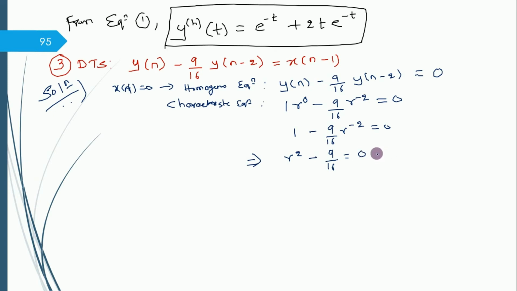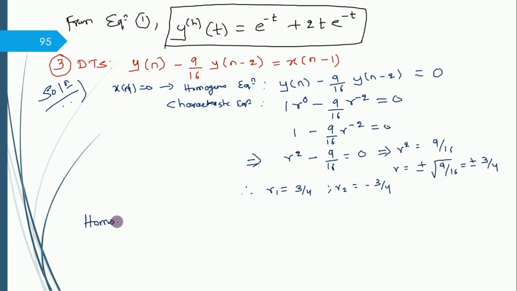Okay, so if I solve it, I get r square is equal to 9 by 16, r is equal to plus or minus square root of 9 by 16. This is equal to plus or minus 3 by 4. Therefore, r1 is equal to 3 by 4 and r2 is equal to minus 3 by 4. So when you have these two roots, you can write the homogeneous solution.